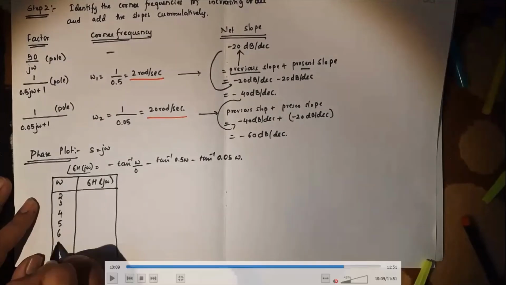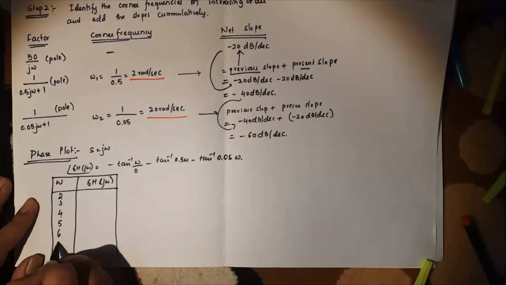Sir, in the question, if zeros were there, then will the slope for it be plus 20 dB per decade? Yes, plus 20 dB per decade. I'll solve that type of numerical also in the next class. It will be added to the previous slope. Yes, it should be added to the previous slope.